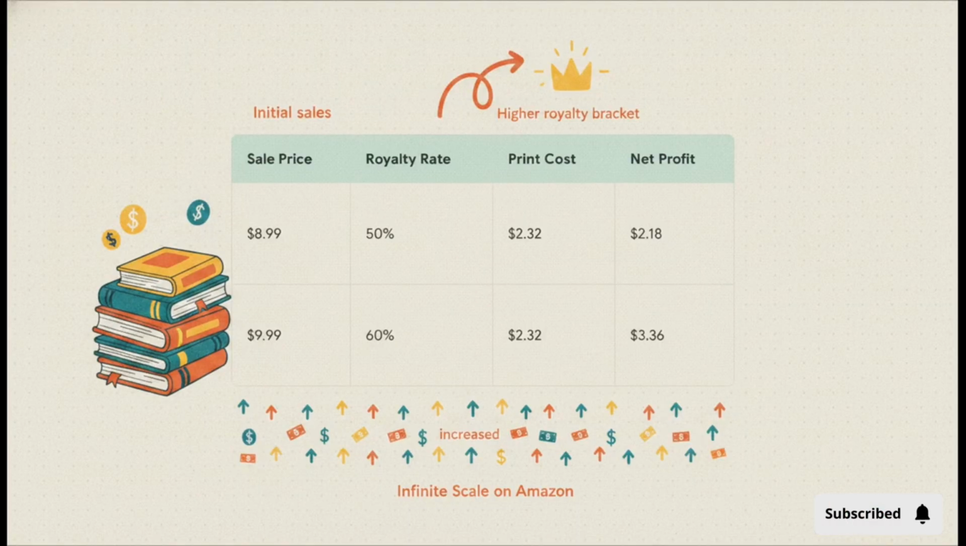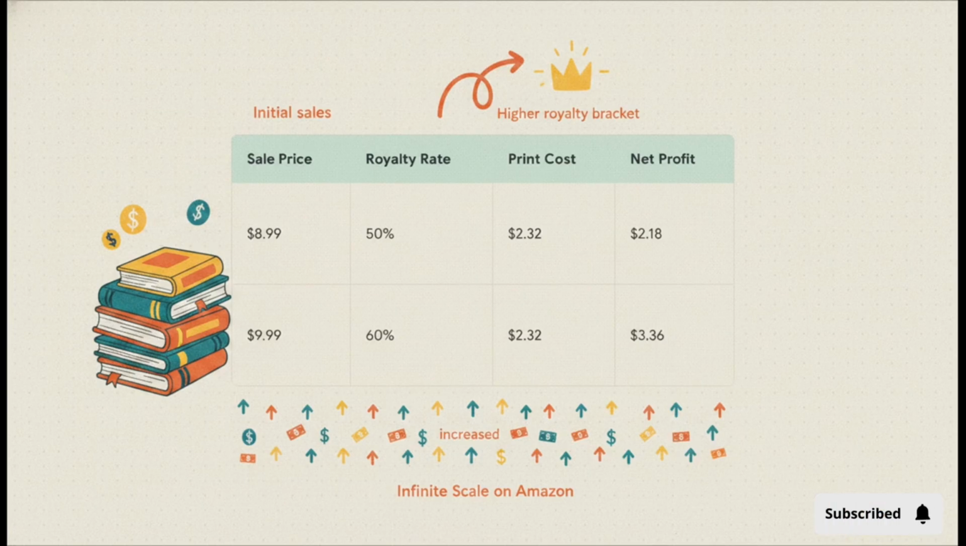Notice the jump? When you first launch, pricing around $8.99 is fantastic for capturing initial sales, netting you about $2.18 per book at a 50% royalty rate. But once your book is consistently selling, simply creeping your launch price up by just one single dollar to $9.99 bumps you into Amazon's 60% royalty bracket. This drastically increases your net profit to $3.36 per sale.